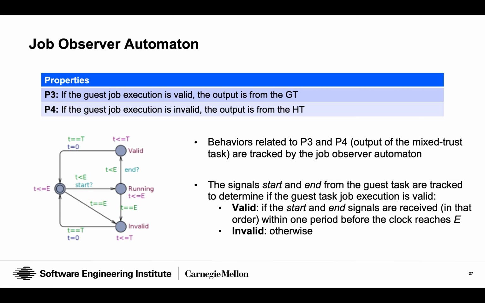To track the other properties P3 and P4, we built a job observer automaton, and this automaton tracks the start and end signals that are sent by the guest task to determine if the guest task job execution is valid. In particular, if the start and end signals are received in that order and within one period before the clock reaches E, then the job execution is valid, otherwise the job is invalid. So basically here in this job observer automaton, we are tracking if we receive a start and end signal before time reaches E, and if that's the case, then we will go to this valid state. Otherwise, we'll end up in this invalid state that denotes if the guest's job is valid or invalid.